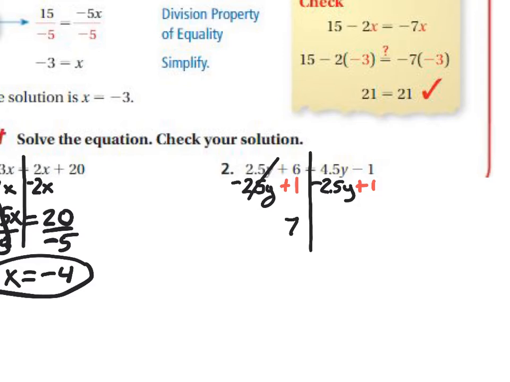6 plus 1 gives you 7. 4.5 minus 2.5, 0.5 goes to 0. 4 minus 2 gives you 2y. So now you need to divide both sides by 2 to clear and get your variable alone. And you'll end up with 7 divided by 2 is 3.5, or 3.5 gives you y.